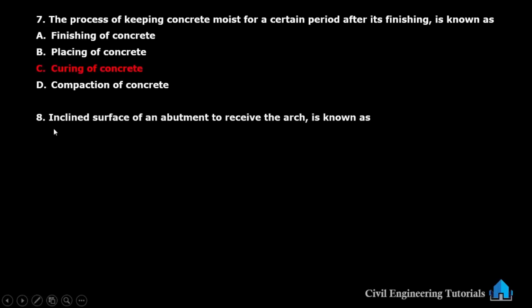Next, the inclined surface of an abutment to receive the arch is known as option A soffit, option B skewback, option C spandrel, option D haunch. So the correct answer is option B skewback.